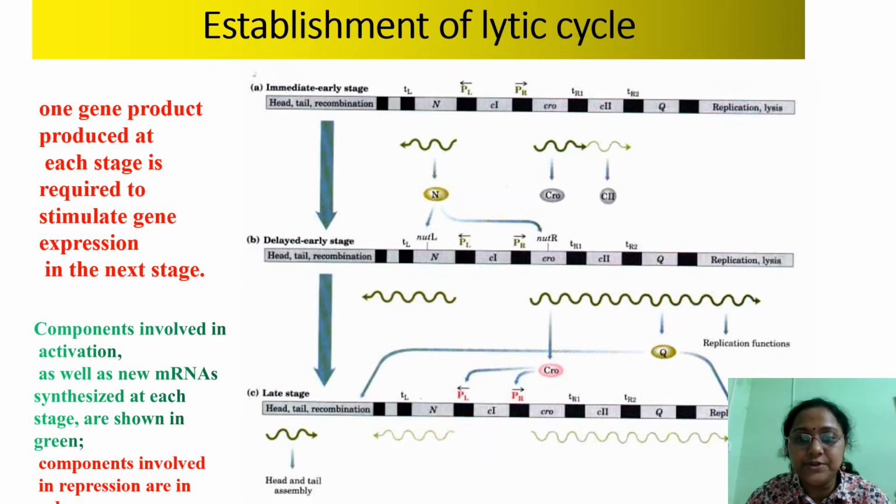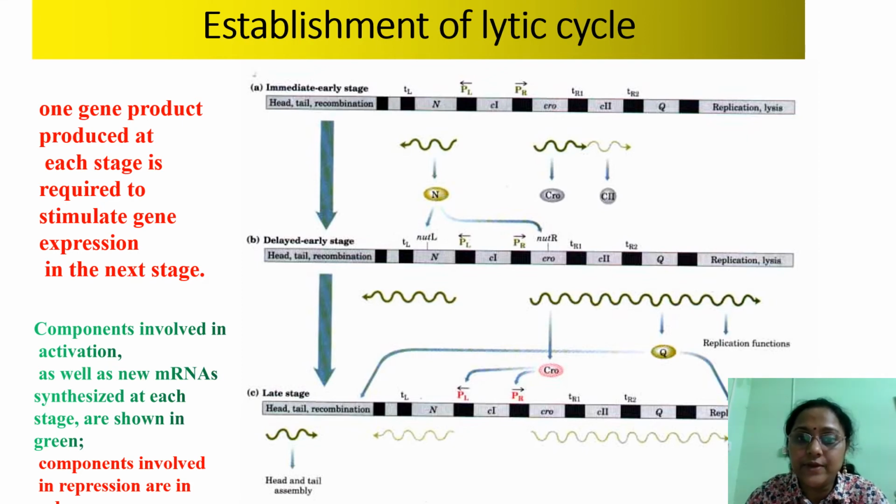So this is the establishment of the lytic cycle. As we already talked about, we have three subphases. In the first subphase, the immediate early stage, we have N and CRO protein. You can see that the components involved in activation are in green, and the components involved in repression are in red. These are for repression. CRO is the repressor, which is actually produced in the delayed early stage. N is produced in the immediate early stage, and it is the vital anti-terminator protein for the lytic cycle to be established. We will also have some amount of CRO.